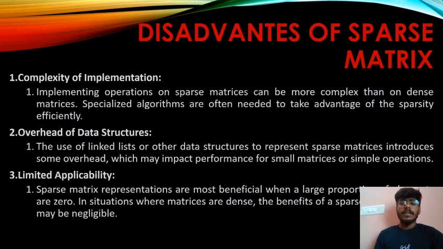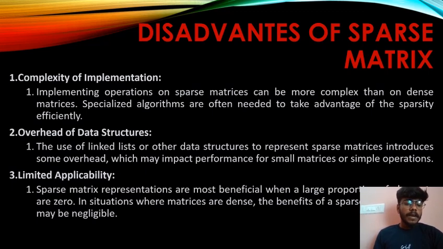Then disadvantages: complexity of implementation, overhead of data structure, limited applicability. Implementing operations on sparse matrices can be more complex than dense matrices. Specialized algorithms are often needed to take advantage of the sparse matrix efficiently. Overhead of data structures: the use of linked lists or other data structures to represent sparse matrices introduces some overhead, which may impact performance for small matrices or simple operations.